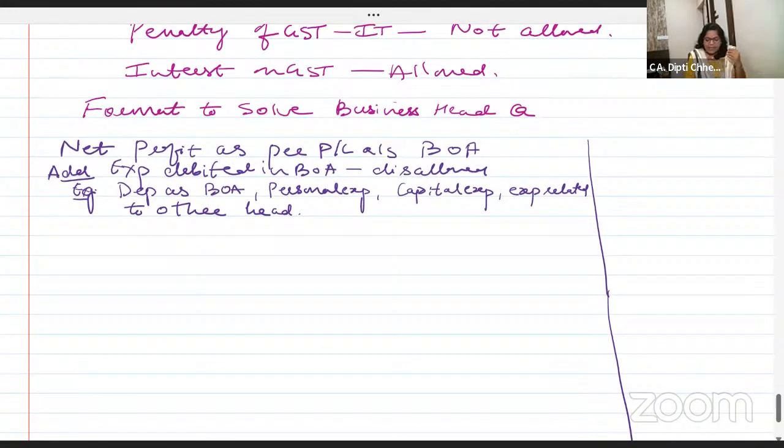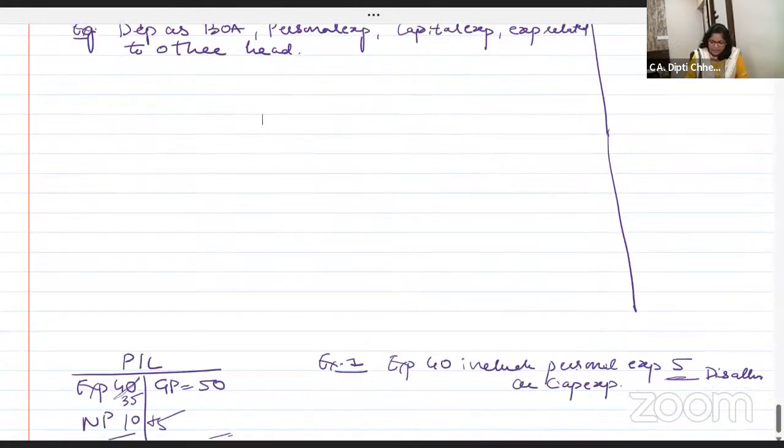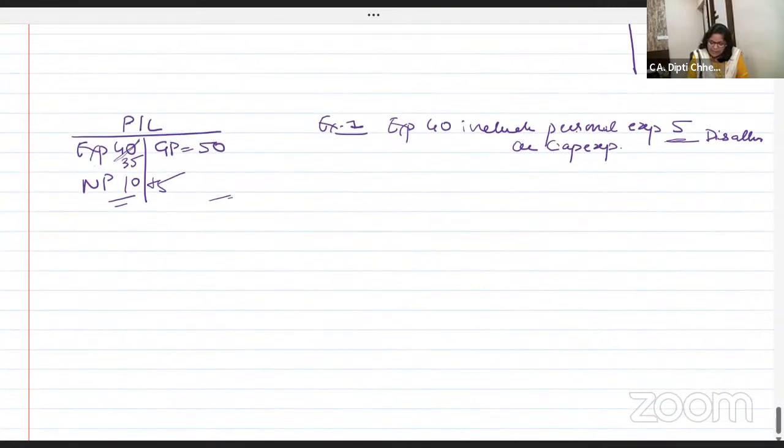So I have done net profit as per P&L account. Add expenses which are debited in books of accounts but not allowed or disallowed. What are they? Depreciation as per books of accounts, personal expense, capital expense, expenses related to other head. These are the expenses which are debited, but they are not allowed. Chale aage? Right. Now I'm going to example 2.